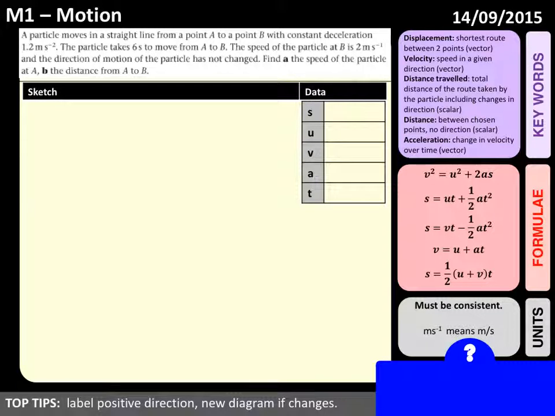So here we are again with another motion problem. We've got another particle moving in a straight line from point A to point B. So I'm going to start off in the same way by drawing my nice straight line and then marking on the points A and B. This time in the question I'm told that there is constant deceleration, so I'm going to draw my arrow backwards.